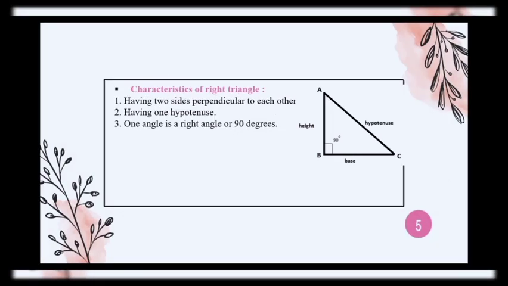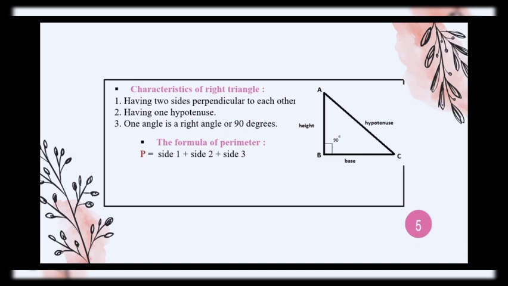Next are the characteristics of a right triangle. First, having two sides perpendicular to each other. Second, having one hypotenuse. And third, one angle is a right angle, or 90 degrees.